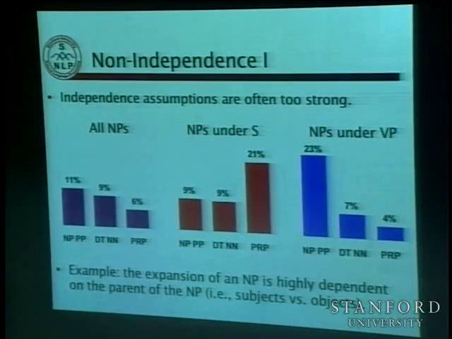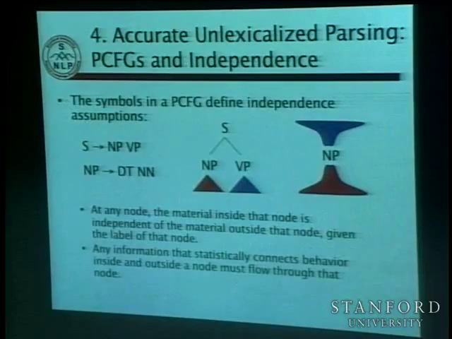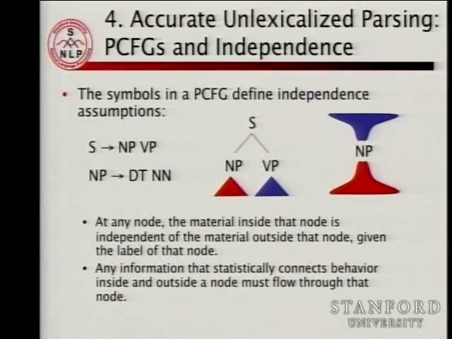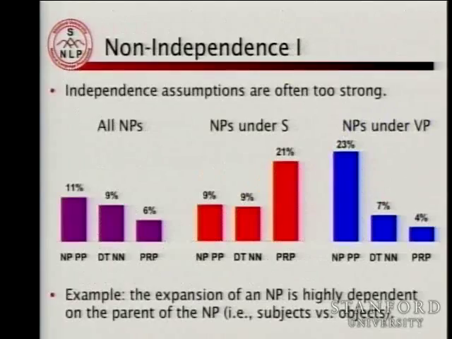So here's a couple more examples of the independence assumptions of a PCFG being too strong, right? If you look at the category noun phrase and then consider noun phrases in different places, it turns out that how noun phrases expand really varies depending on where they appear. But that's not what we were predicting here, where we're saying the possibilities of expanding a noun phrase are exactly the same no matter where that noun phrase occurs in the sentence.